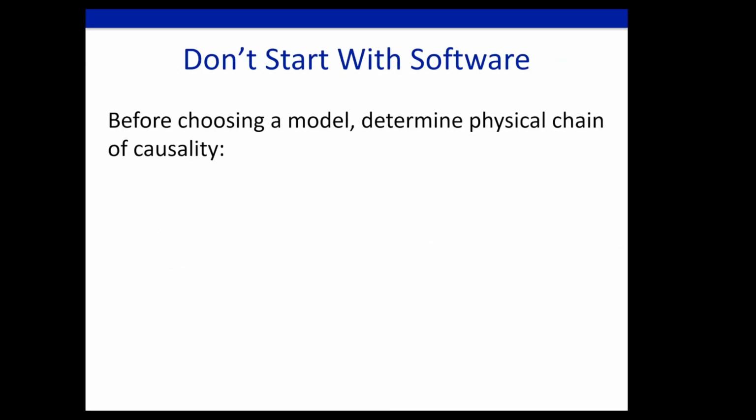Don't start with your favorite software or your favorite model. Before choosing a model, determine the physical chain of causality, right? Another way of looking at that: if you are a CFD modeler, for example, make sure you don't look around for things to hit with your CFD hammer. You've heard that phrase before, right? If you want to do a CFD project, make sure you scope the project to be appropriate for that tool. And I'll give an example of when it might not be later.